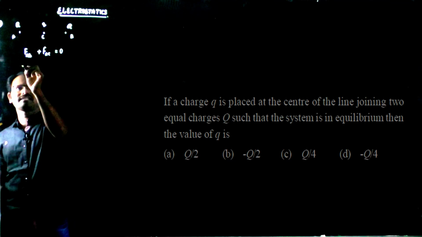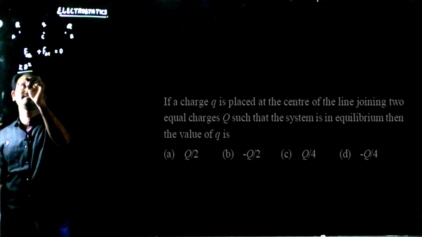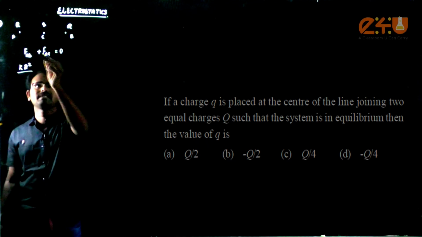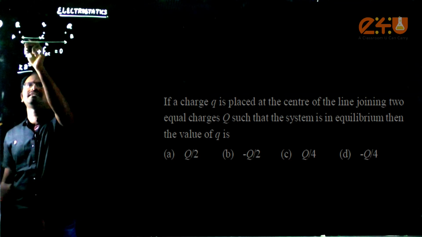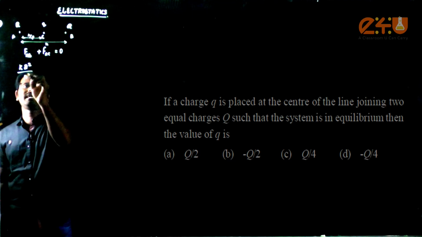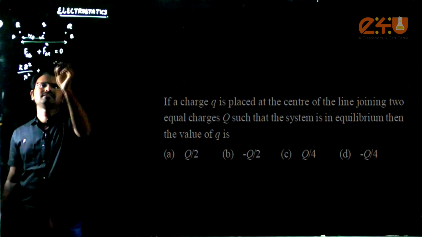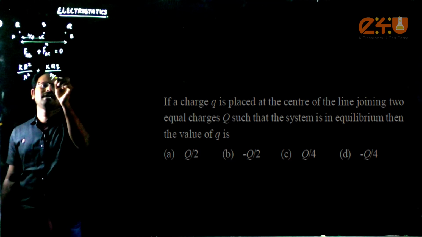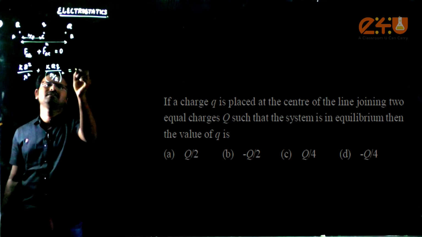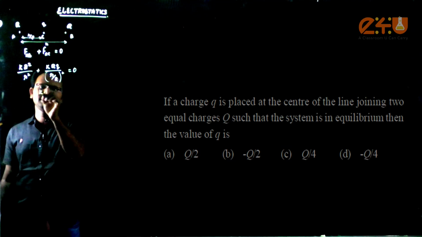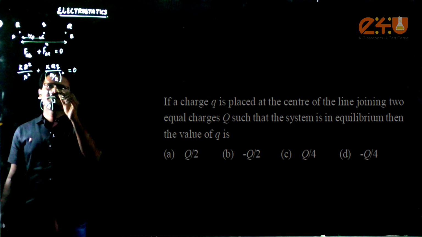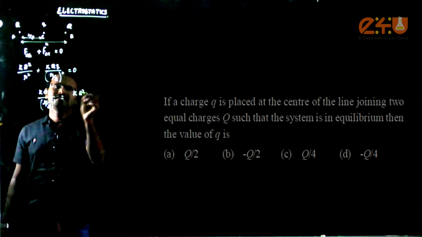0. Then I can write K into Q square divided by the distance between them. Initially take it as R between them, then this distance is R by 2. So it is R squared plus, here we get K into Q into small q divided by R by 2 the whole square, equal to 0. I take this to this side: K into Q divided by R by 2 the whole square is equal to K Q square divided by R squared.